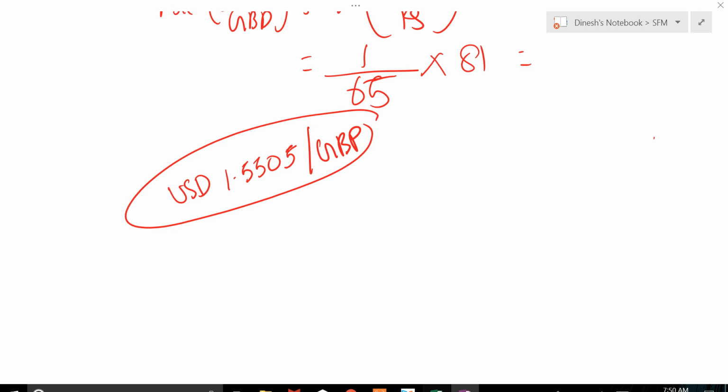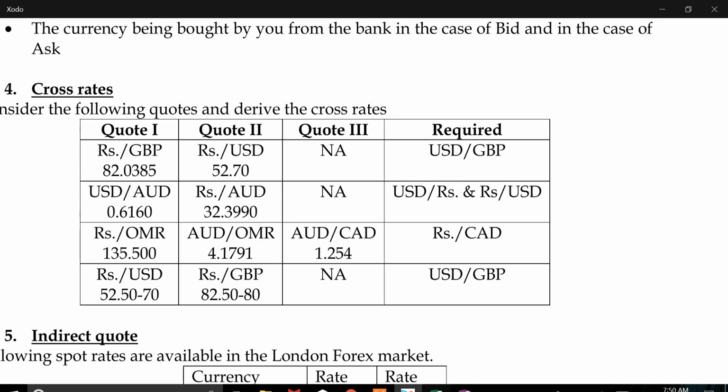Either way, the best way of writing a quote is this, because it makes it very clear. You will not have any confusion. Even when you are solving a problem, the best way of writing the quote is USD 1.5505 per GBP. Clear? Can we proceed?